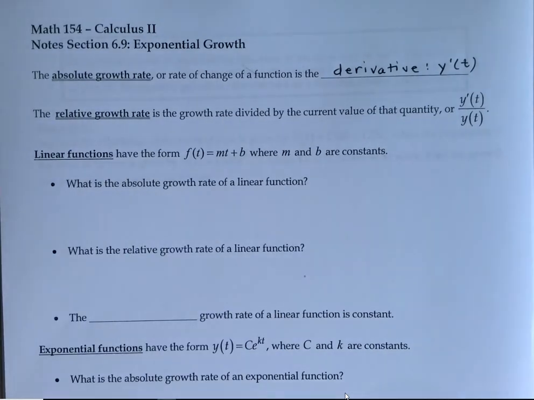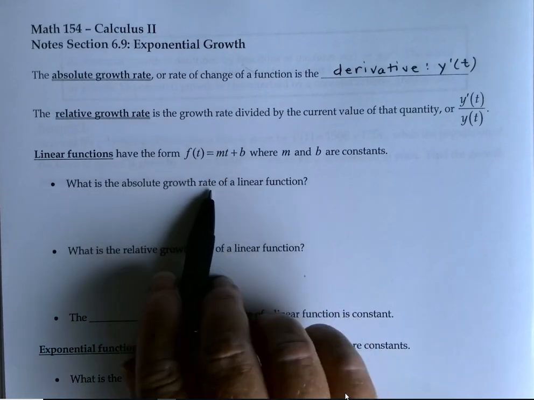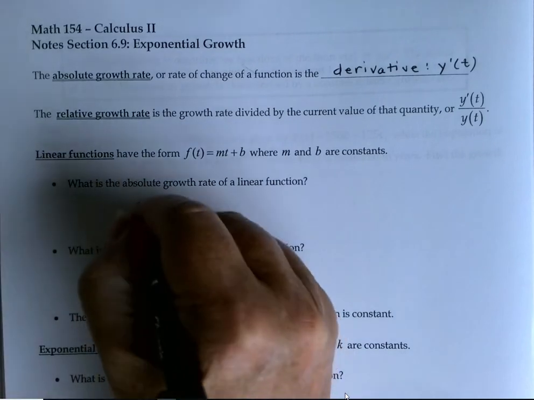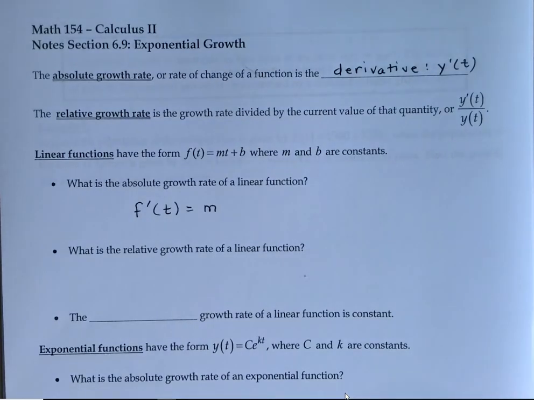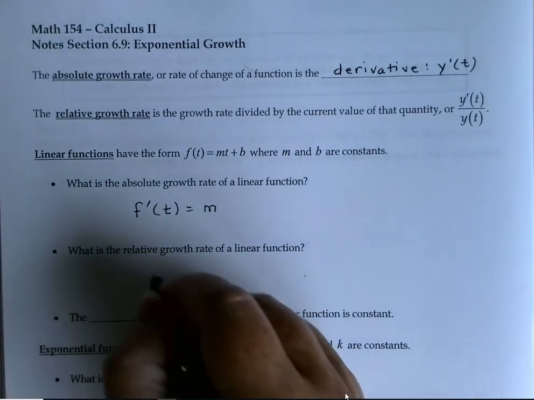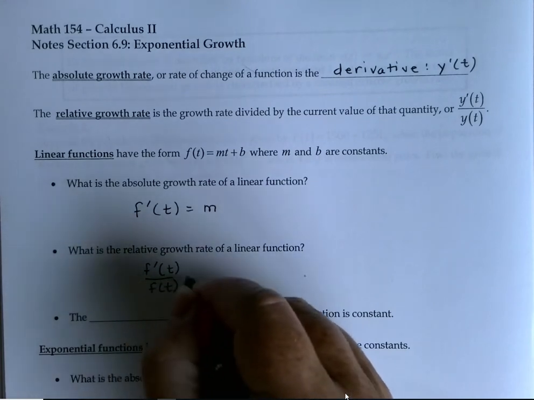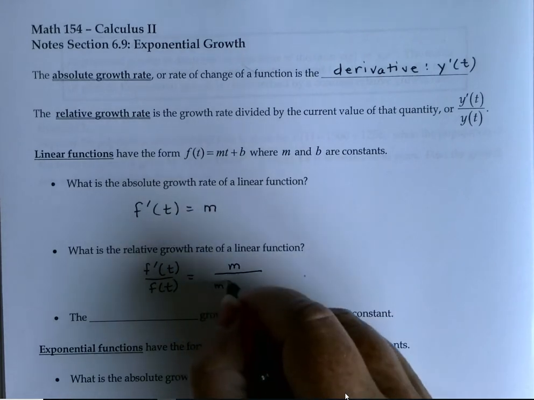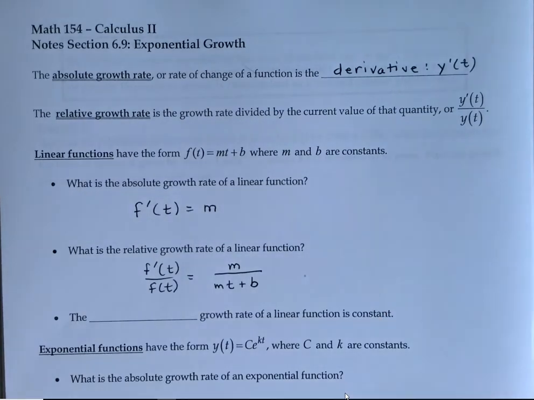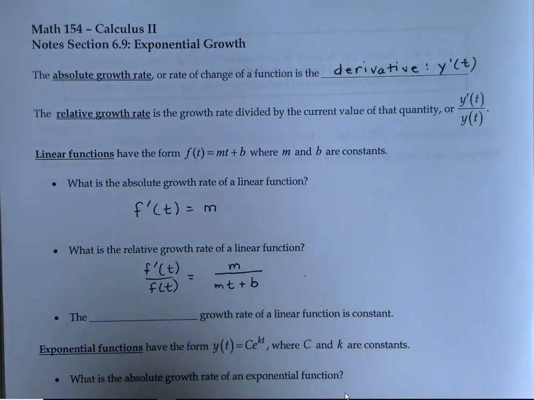Let's compare absolute and relative growth rates for linear and exponential functions. If we've got a linear function of the form f of t equals mt plus b, then our absolute growth rate or derivative is just going to be m. The relative growth rate, f prime over f, would look like m for the f prime, and then the whole function mt plus b for f itself. So we'll note that for a linear function, the absolute growth rate is going to be constant.